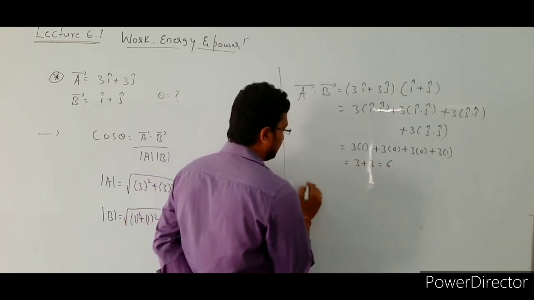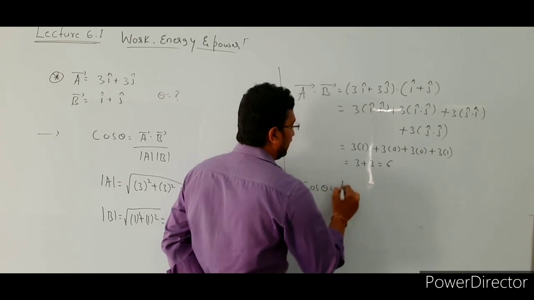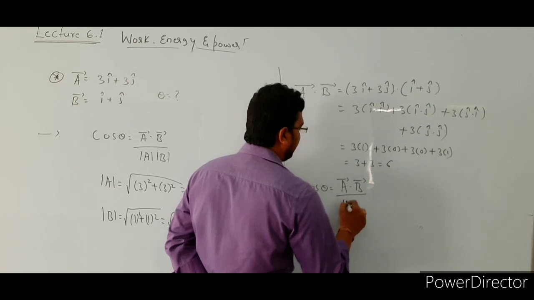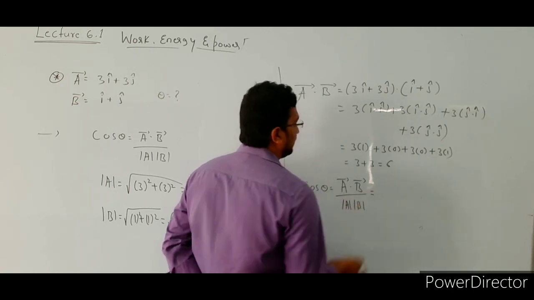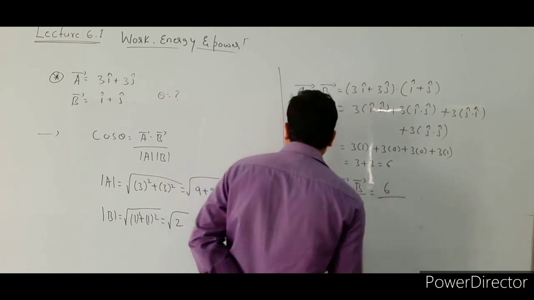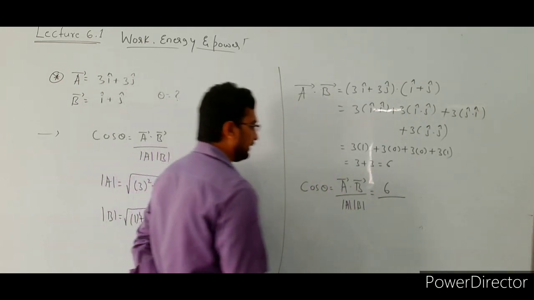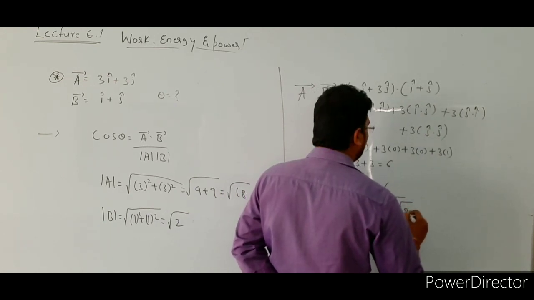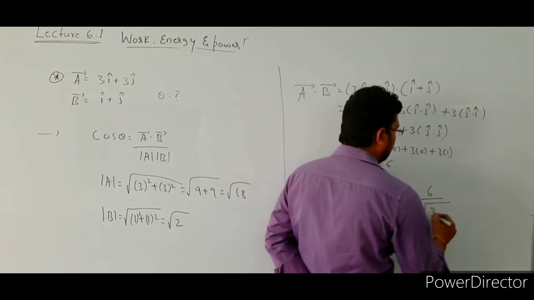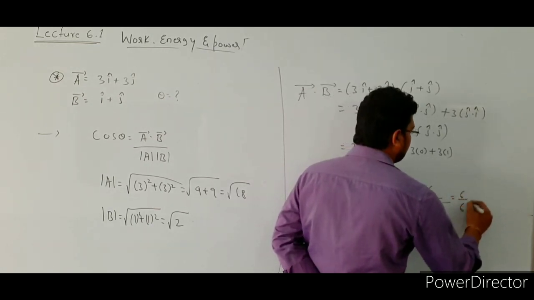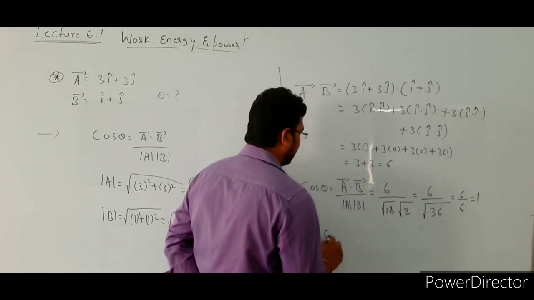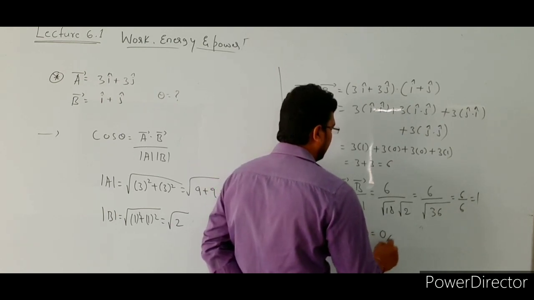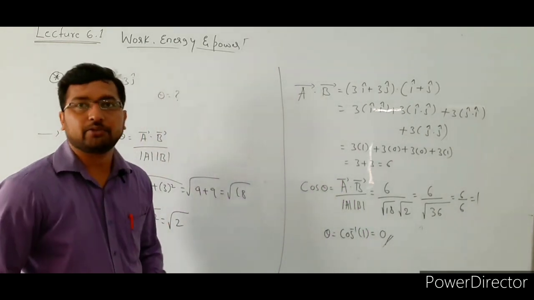So then cos theta is equal to a vector dot b vector divided by magnitude of a vector into magnitude of b vector. So a dot b vector value is 6, divided by the magnitude of a, that is root 18, into root 2. This is equal to 6 divided by 6, which is equal to 1. Then theta is equal to cos inverse of 1, that is equal to 0. Here theta value is 0.